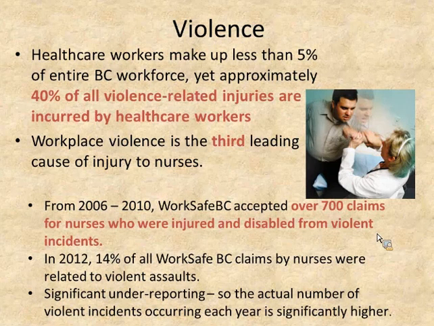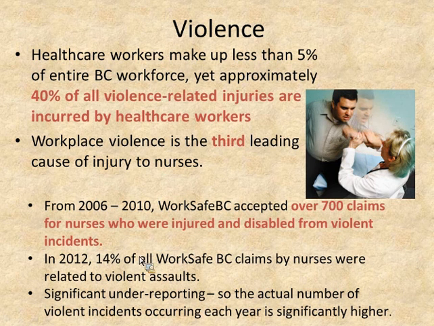Violence is the next most important cause. 14% of all WCB claims in 2012 were for violent assaults in nurses. And there's significant underreporting, of course, because people don't want to report when they've been in a violent episode. People feel ashamed and they feel that they'll be blamed. So we know that this is just the tip of the iceberg.